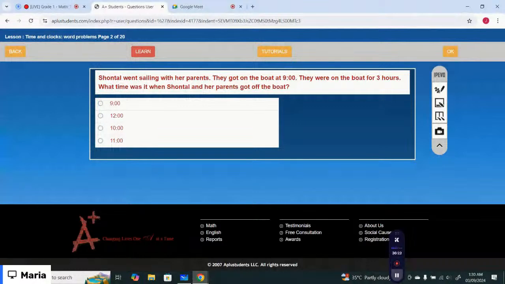So he started at 9, right? And they were boating for 3 hours. So start with 9 and count up 3 hours. Which is the correct option? 9, 10, then 11 and 12. So the correct option is 12. Option number 2 is the correct option.